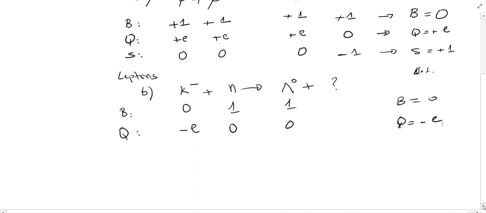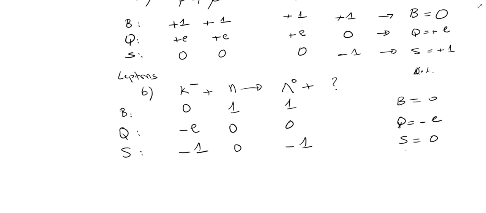Now let's look at the strangeness. The S for the kaon minus is actually negative 1. For the neutron, just like the proton, it is 0. For the lambda particle, the strangeness is 0. So in this case, S for this particle must be exactly 0. So we're looking for a meson whose charge is negative e and a strangeness of 0. Of course, there are no leptons in here.